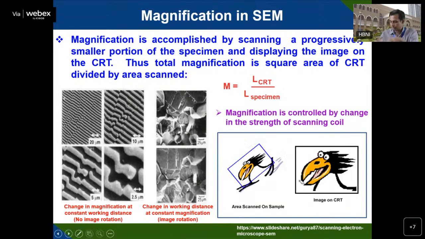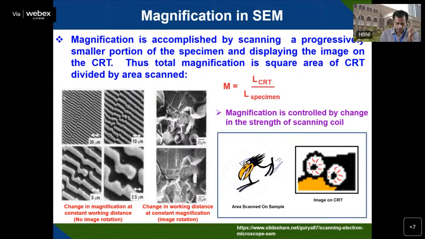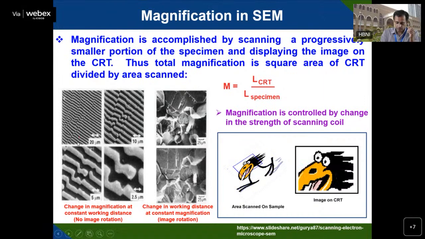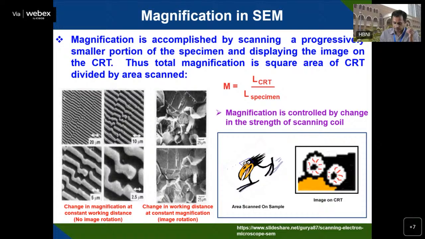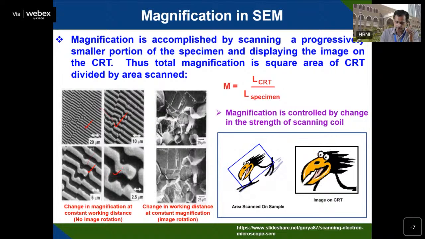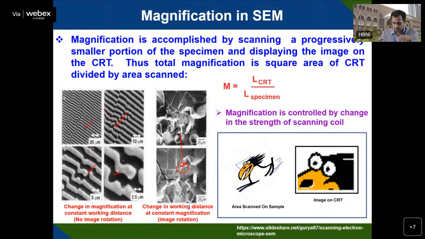If you see the change in magnification, the working distance is fixed, and you can see the image information here by changing the contrast. If you change the working distance, the image can be rotated. But if you only change the magnification, there will be no working distance change. The same area you can magnify here. When changing the working distance, you may go to some other area, or image rotation is possible.